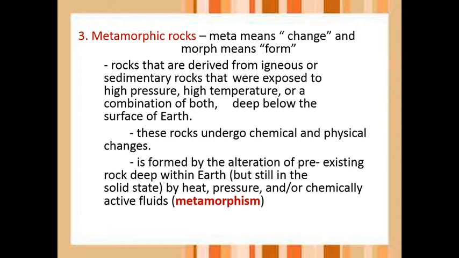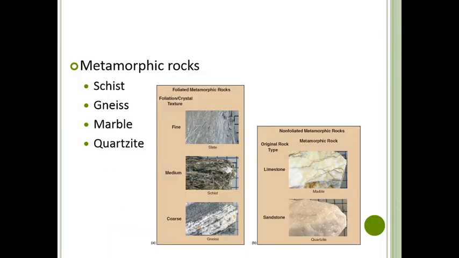Metamorphic rocks are formed by the alteration of pre-existing rock deep within the earth. It is still in the solid state, but because of heat and pressure, or the natural activities underneath, there are changes in form. There are changes in the formation of rocks, which we call metamorphism. Now, we have examples of metamorphic rocks: the schist, the gneiss, the marble, and even the quartzite.